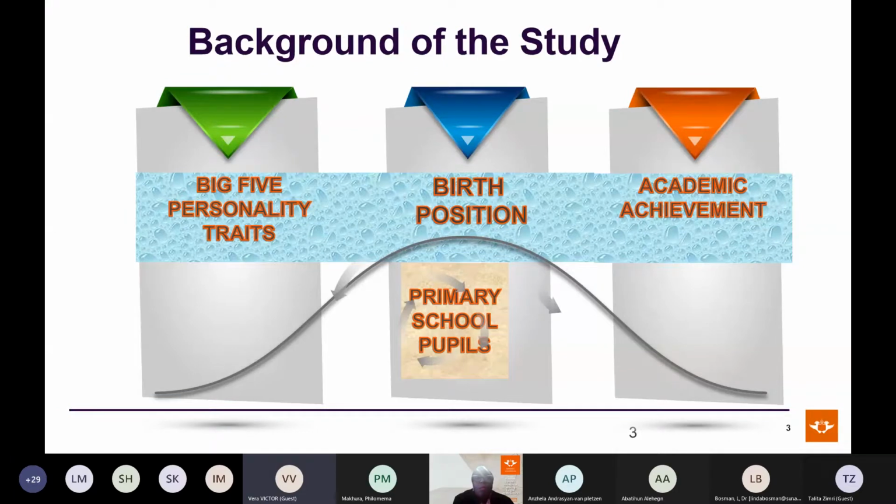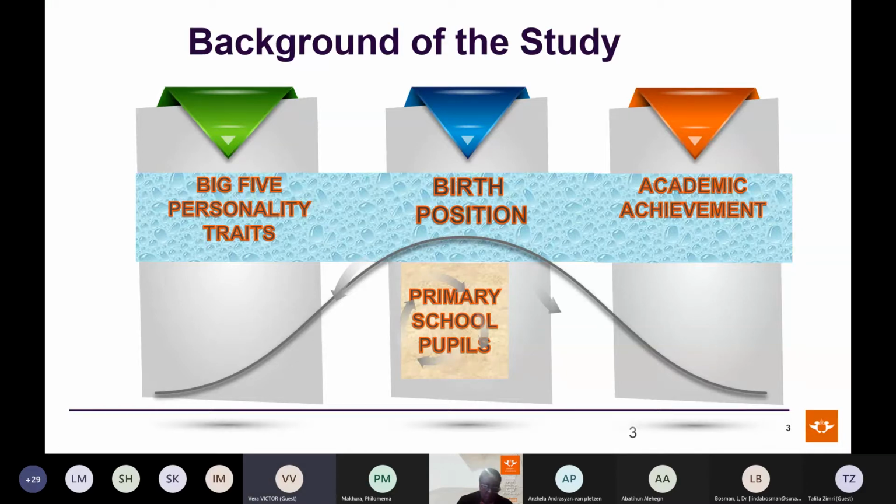So in this study, we examine the long-standing question, which has always been asked, whether a child's position among his siblings, that is the birth order, has impact on his or her personality traits, and also its relationship with that child's academic achievements. Several research findings have indicated a correlation between birth position and personality traits.